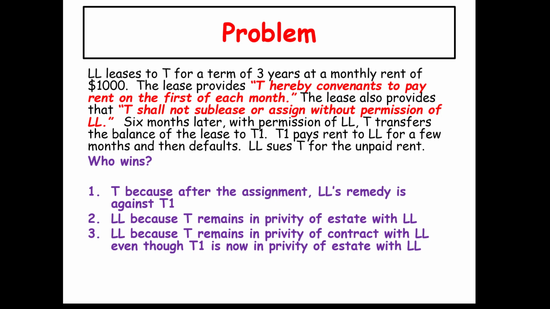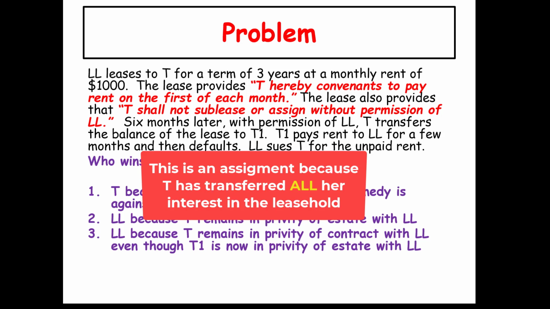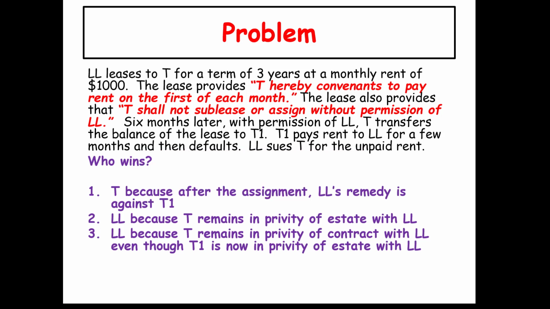Okay, that tells us when we see that T transfers the balance of the lease to T1, that is an assignment. The tenant is transferring everything they have to the new tenant. The new tenant pays rent for a few months and then defaults, stops paying rent. And the landlord sues the original tenant for the unpaid rent. Question is, can they do that?